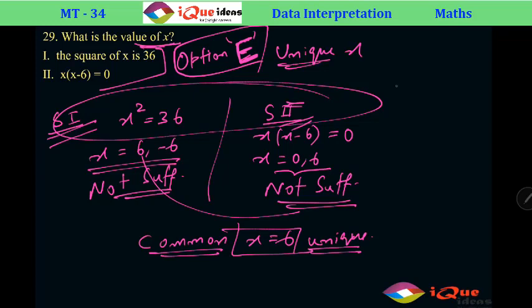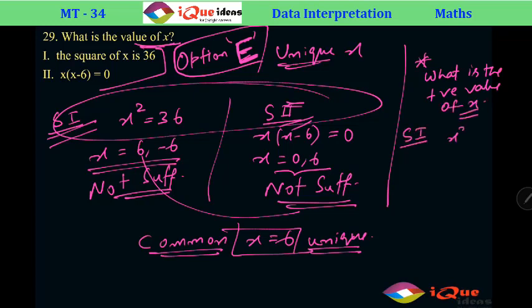All right. Now here, just to add, if the question was, let's say, what is the positive value of x? If this was the question for the same statements, then statement 1 gives us x square equal to 36, that means x equal to minus 6 and 6. So clearly minus 6 will be discarded and we get one unique answer. So statement 1 is sufficient, right?